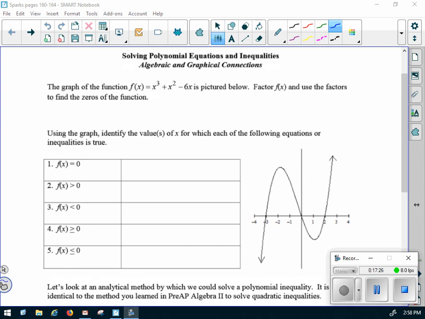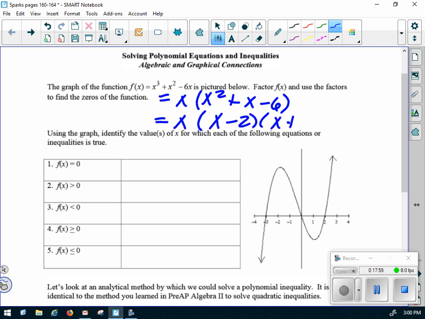Solving polynomial equations and inequalities. Let me show you where the focus for us is going to be. It's going to be on that word inequalities, less thans and greater thans. The graph of the function x cubed plus x squared minus 6x is below. You see the graph. Factor f of x and use the factors to find the zeros. Factor that real quick. X squared plus x minus 6. Self, am I finished? Go.